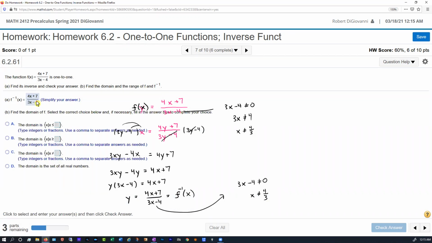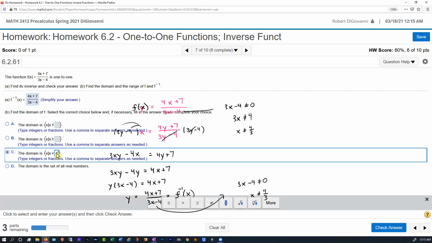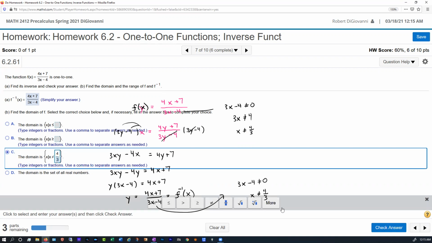Okay. Now, domain. Find the domain of f. So here's f, everything except, hold on. Oh, here we go. Cannot be equal to. I was looking for the cannot be equal to 4/3. So it cannot be 4/3.